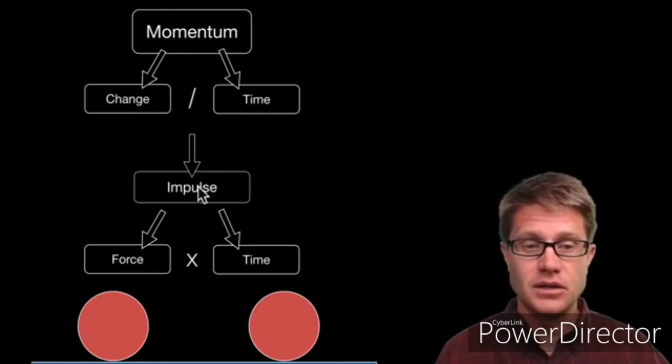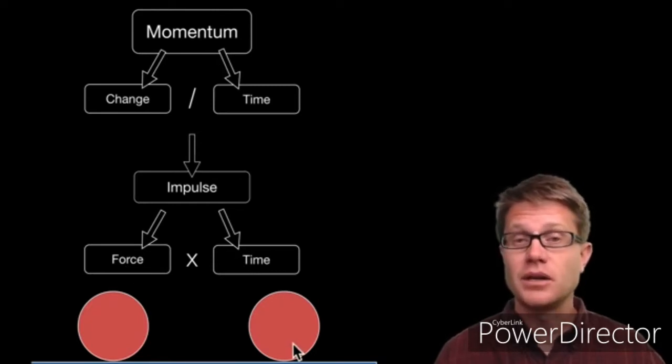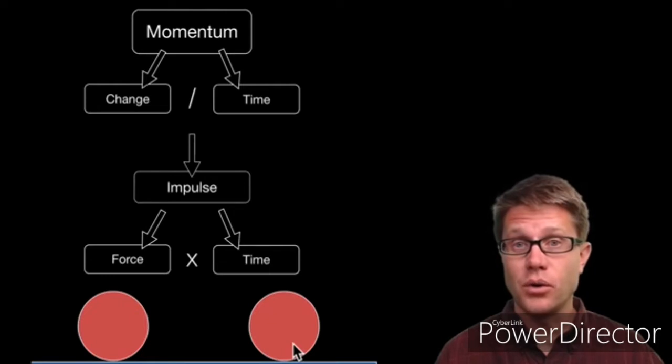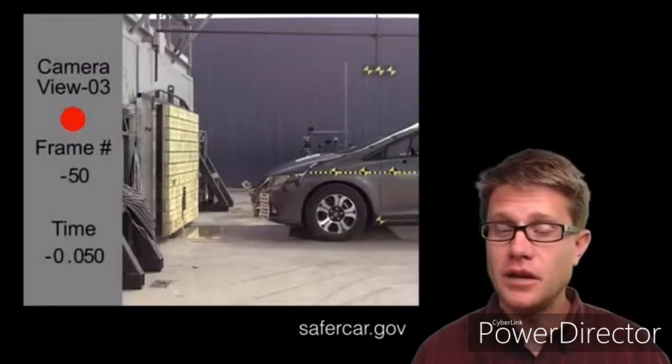And so what's different in these two spheres? Well, in this sphere right here, what we're getting is a really large force over a short period of time. And in this one, we're getting a really small force over a long period of time. And that fact is so important that it could literally save your life. Cars have gotten safer and safer over time. And so this is a safety video.